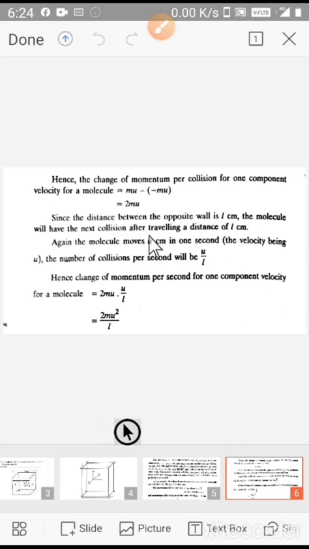Since the distance between the opposite walls is L, the molecule will have its next collision on the same wall after traveling a distance of 2L centimeter. Again, the molecule moves u centimeter in 1 second, the velocity being u, and the number of collisions per second will be u upon L. Hence, the rate of change of momentum per second of one molecule will be 2mu square upon L.